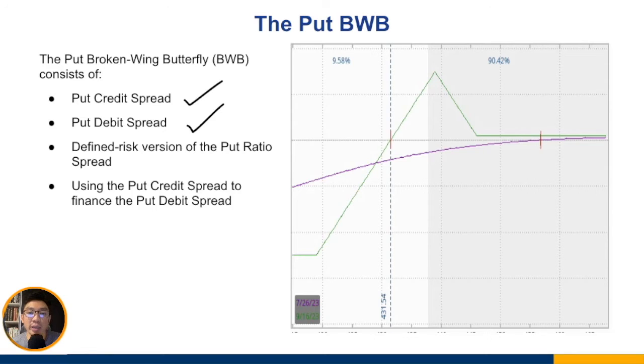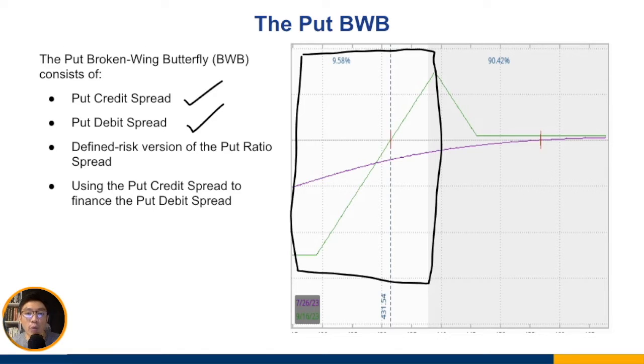So the whole idea down here is to use the credit spread, which is on the left hand side down here. You can see down here, this is where the put credit spread is, where you receive a credit when you put on this spread. And then on the right hand side, I'm just going to draw it like that. This is where the debit spread is. The whole idea here is to use the credit spread to sort of finance the debit spread over here.